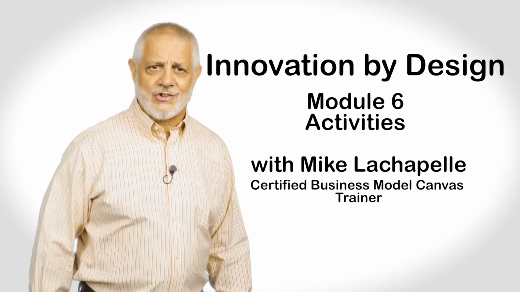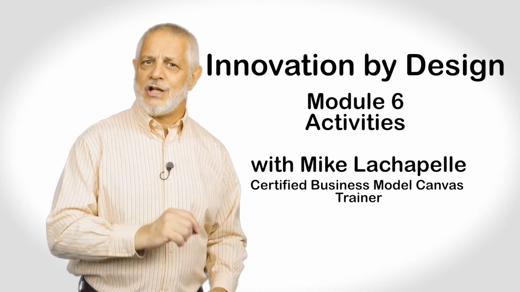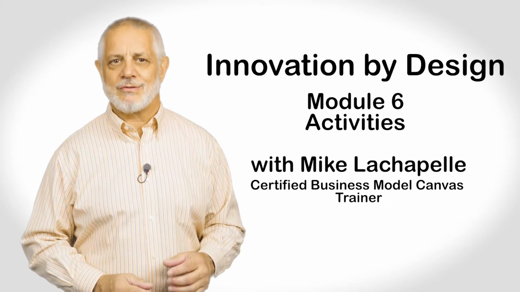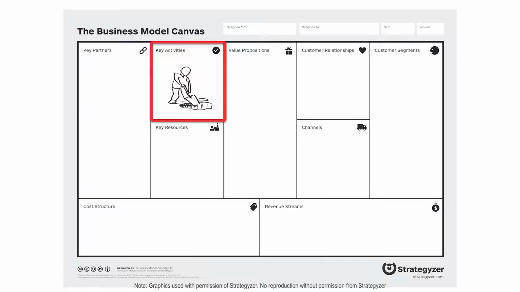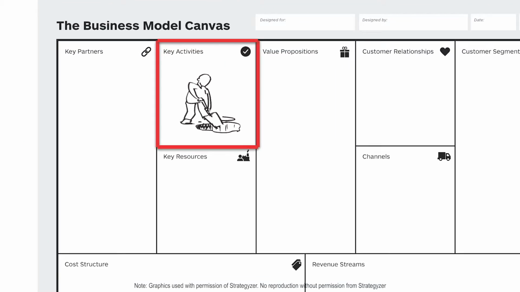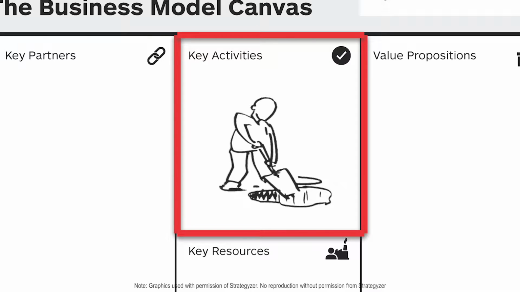This is Module 6. And in this module, we turn our attention to the backstage of the business, otherwise known as the infrastructure. Now, the first component we'll consider is the key activities. Key activities are the most important things that the business must do to make the business model successful.